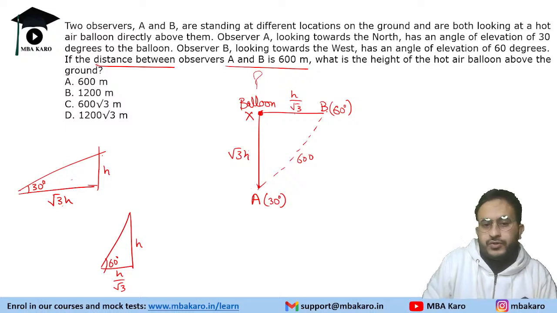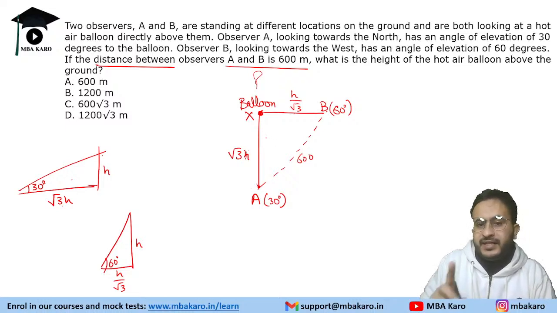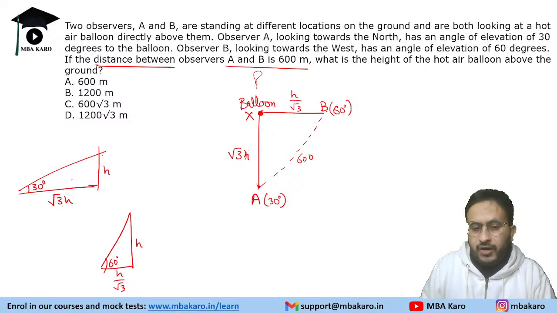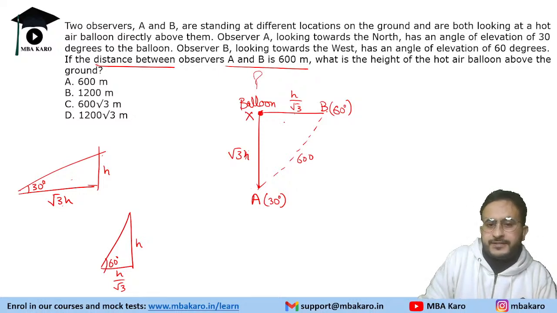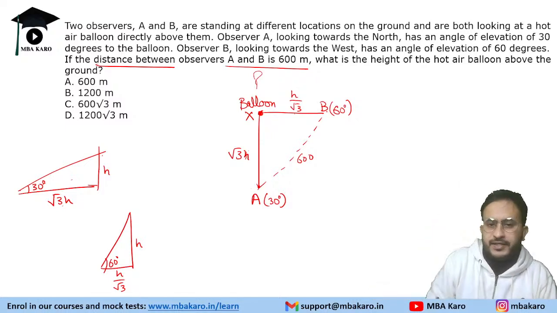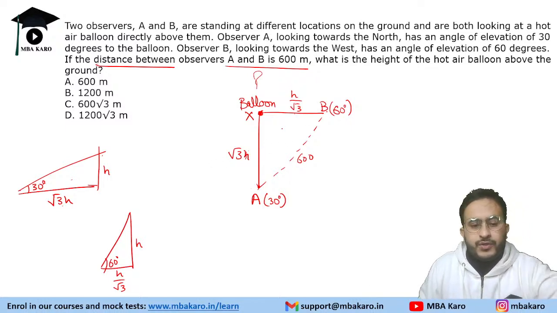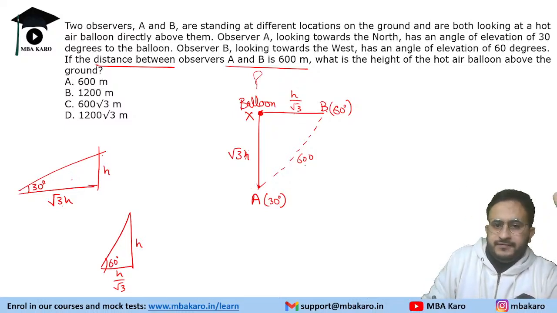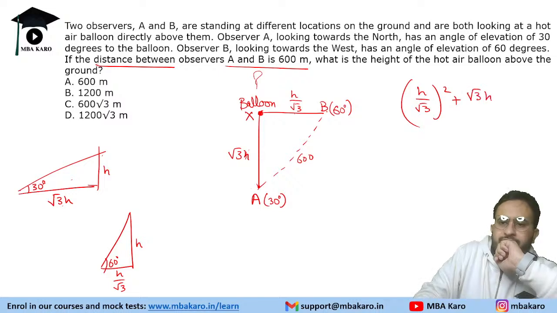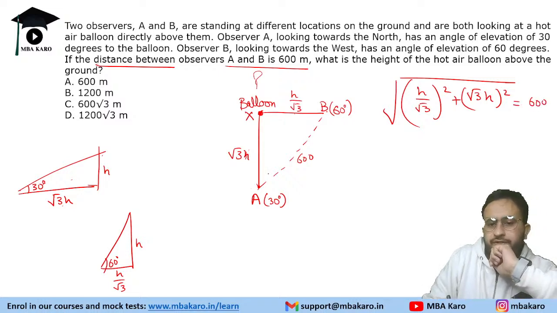Okay, so what is 600? Like again, see this thing. If you notice it, it will again be a 30, 60, 90 triangle. How? If you see this, H root 3, we do not know this value, right? We do not know the ratios. So we need to find the value of H, right? So we have (h upon root 3) whole square plus (root 3h) whole square, that is equal to 600. Pythagoras theorem in this triangle, right?